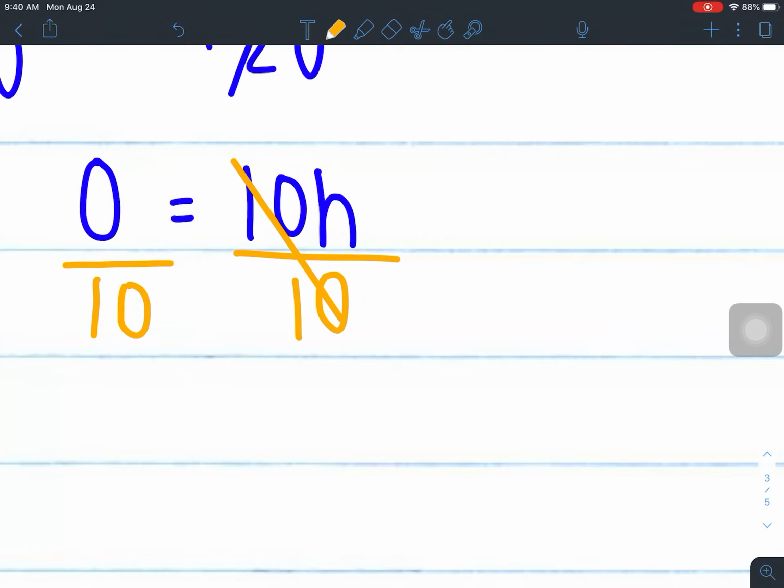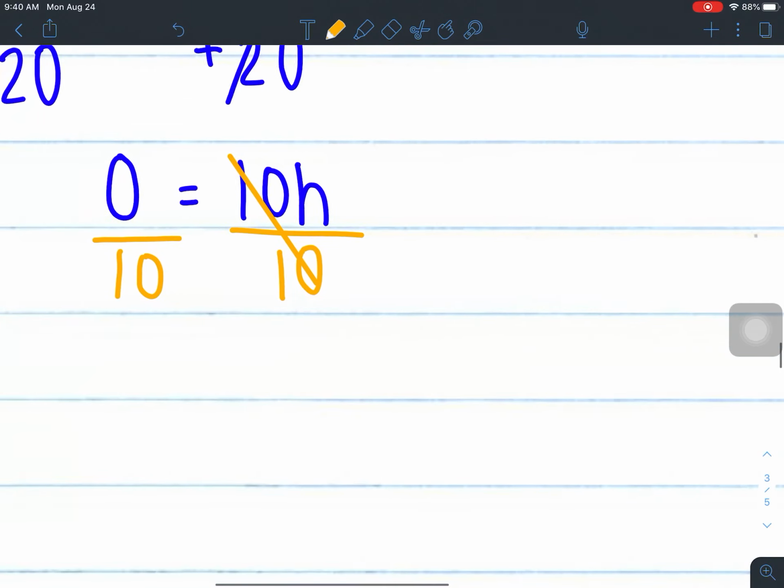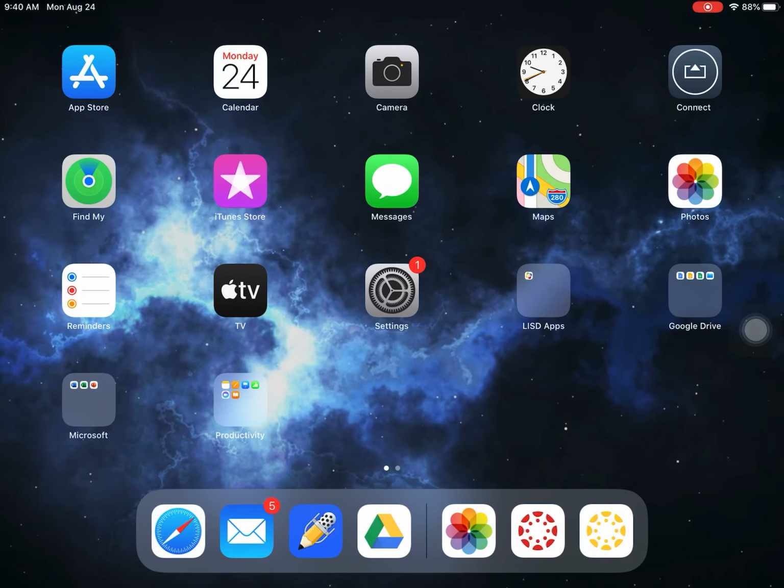10 divided by, not 10 divided by 10 is 0. 10 divided by 10 is 1. Oof, big mistake. Okay, 10 divided by 10 is 1, so I just have 1h. And then I have 0 divided by 10. The two most common answers are no solution or the answer is 0. So how do I check that?